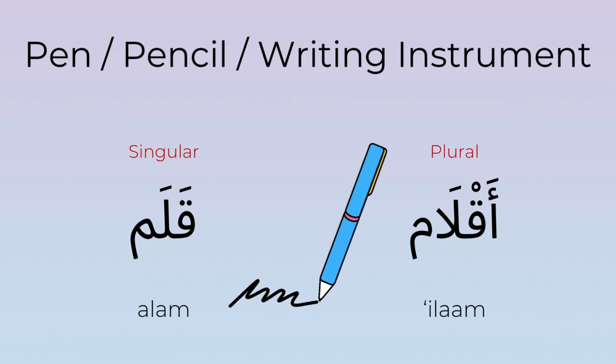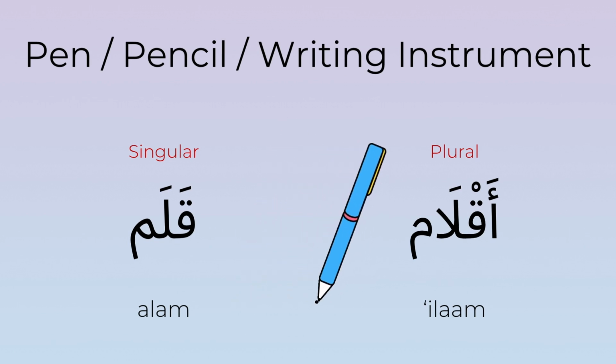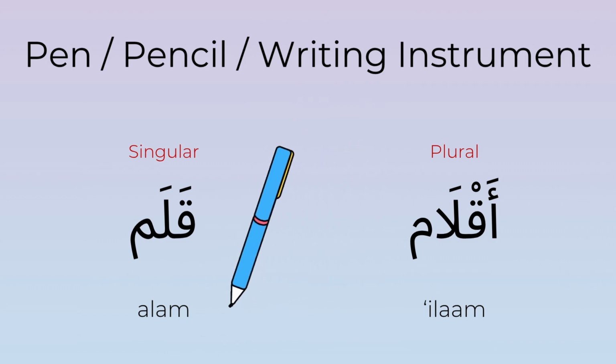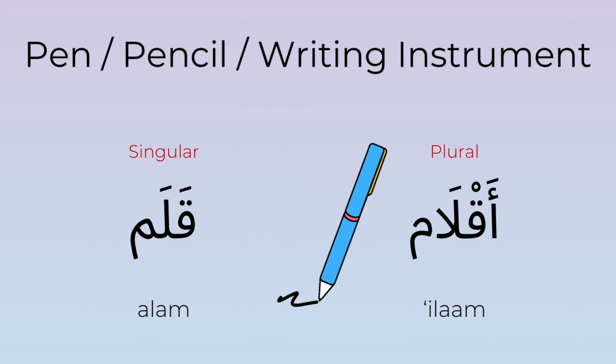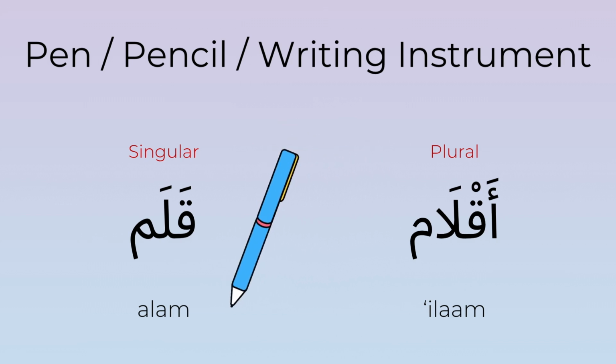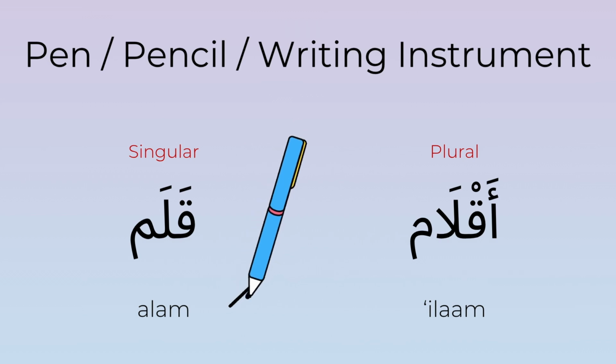First up, we have a general word which can refer to pen, pencil, or a writing instrument in general, which is alam. Notice here how the qaf is changed to a hamza or glottal stop sound, which is super common in many Levantine dialects. So once again, it's pronounced alam. Now the plural is lam. Notice here how that first alif sound is also being dropped, in addition to the qaf sound being changed to the hamza sound.